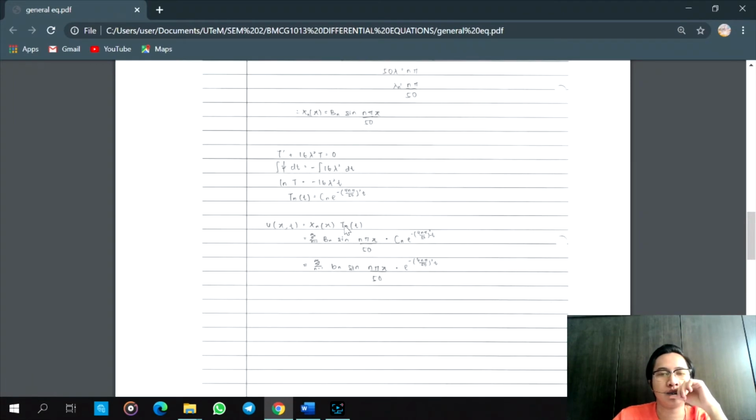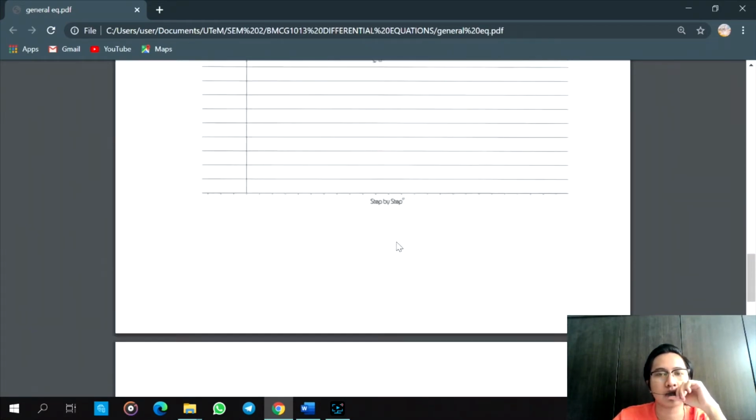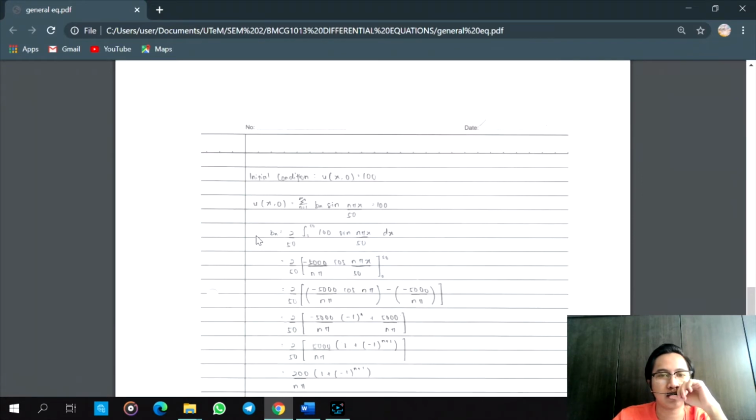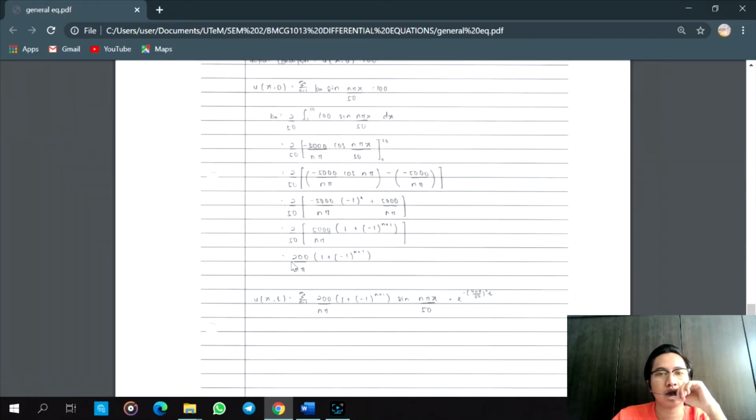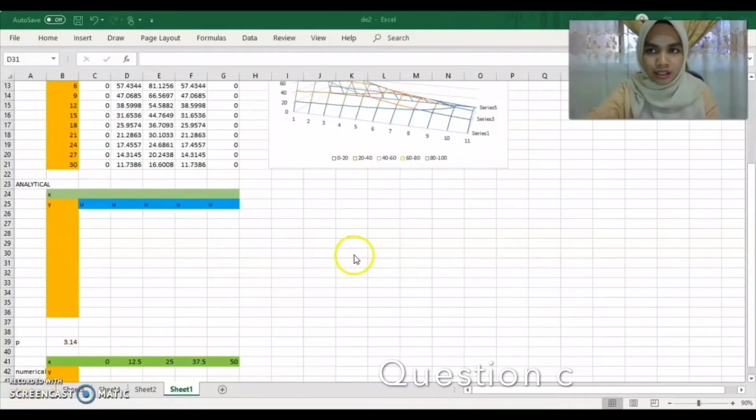And then we put the X equation and T equation together. To find Bn, we must use the initial condition and the Fourier series method. After the calculation, we get the value of Bn, and then we put the value of Bn inside the u(x,t) equation. That's all. Thank you.